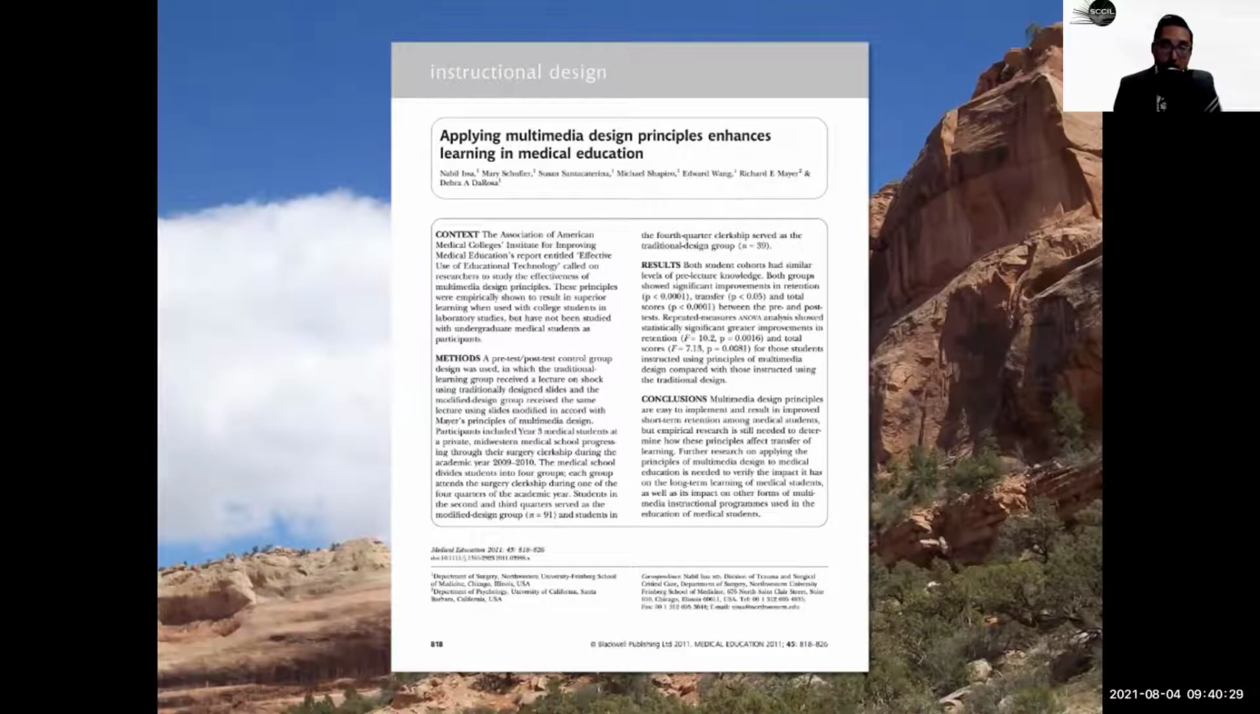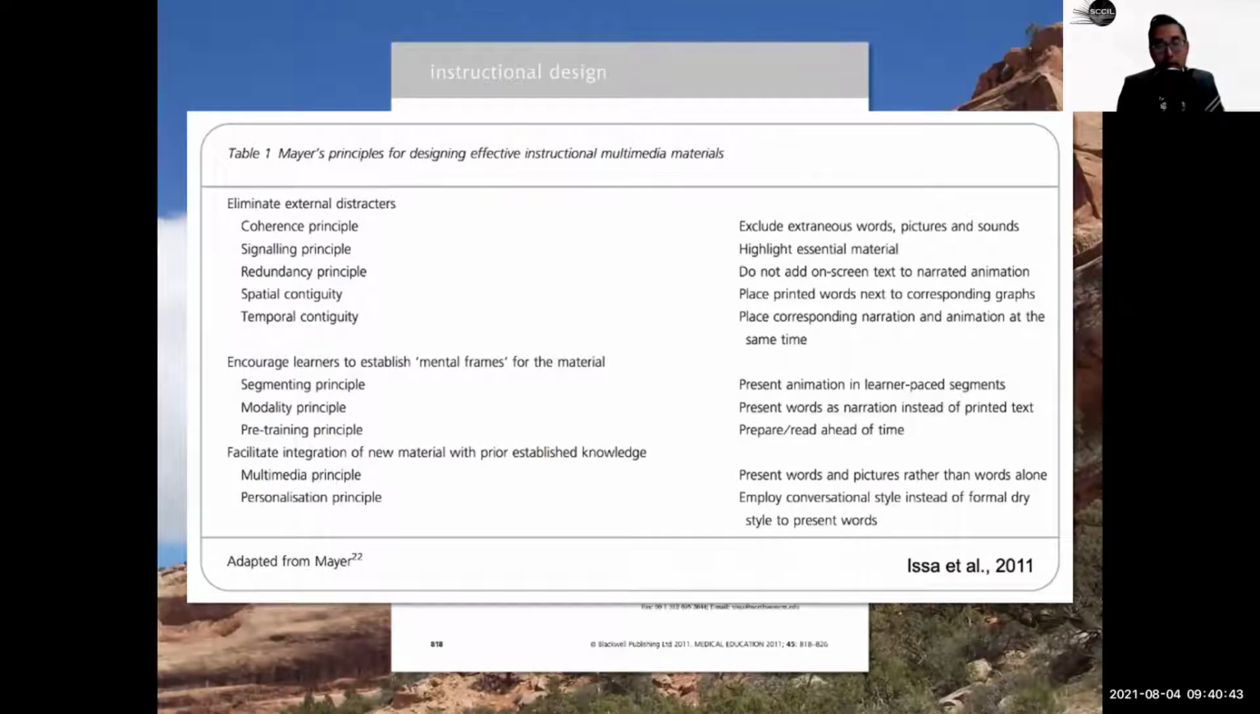So to give some research behind it, I was going to show this study from UC Santa Barbara. Basically in this study, they looked at applying principles described by Richard Mayer, who's an educational psychologist there, and basically it's applying multimedia principles and trying to make the slides more visually engaging, for lack of a better word.